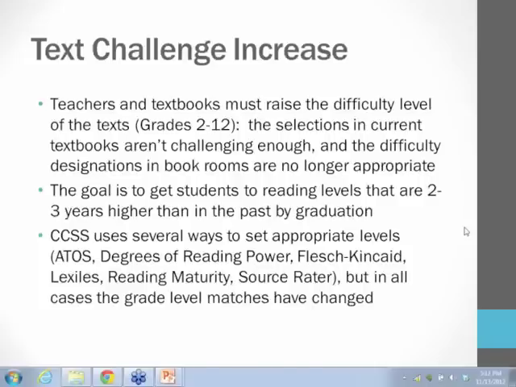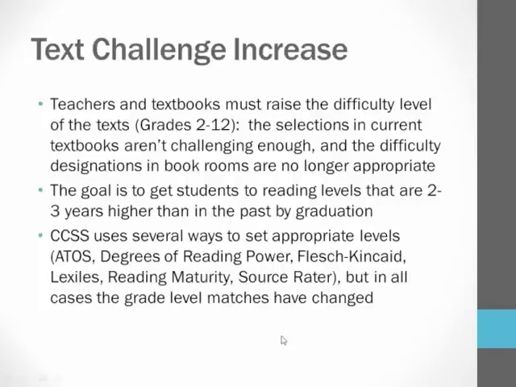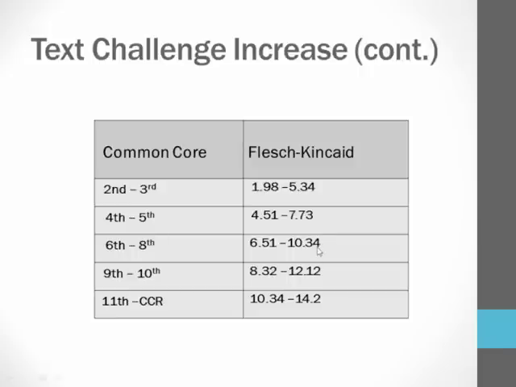But they've done that now with several other schemes, the ATOS one, the degrees of reading power, Kincaid, reading maturity, SourceRater. These are all good. These are all fine. You can use any of them. You can use all of them. But essentially, the grade level to text matches that we had in the past have changed. And I'm only going to show you that for one of these. I'm going to show it to you for the Kincaid.